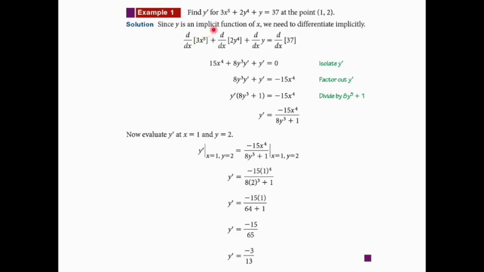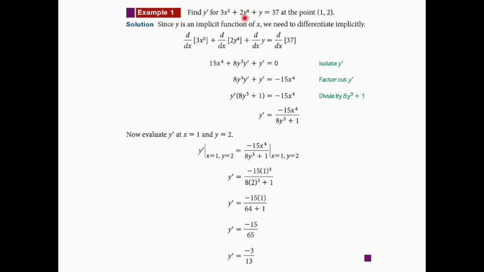Looking at the first example here, we have an equation 3x to the fifth plus 2y to the fourth plus y is equal to 37. And the question is asking us to find y prime, meaning the derivative of y. And then we want to evaluate it at the point x equals 1, y is equal to 2. Now, because this equation is not set up so we have y equals, then all the x's are on the other side, it's not explicitly defined in terms of x, we're going to use implicit differentiation here.